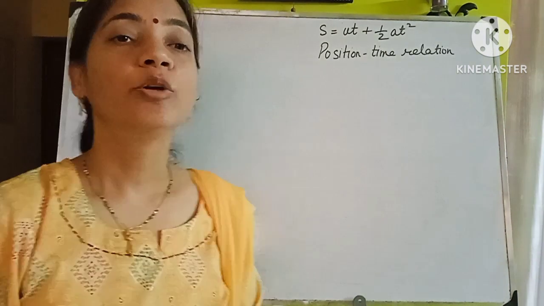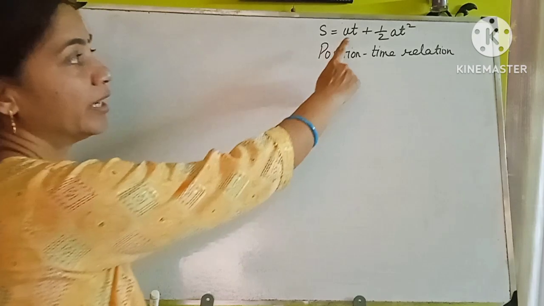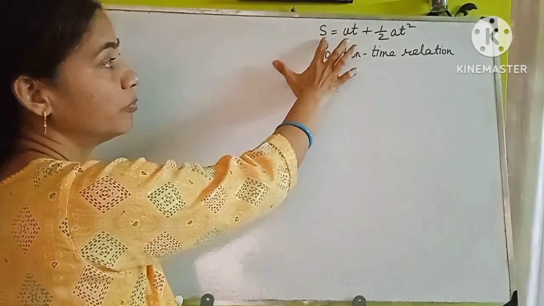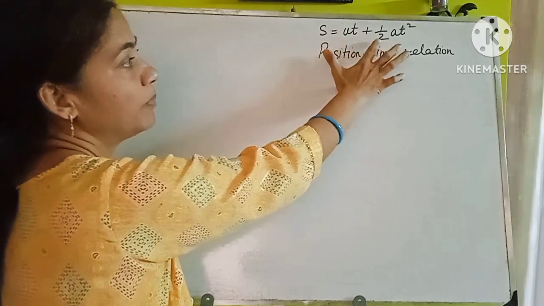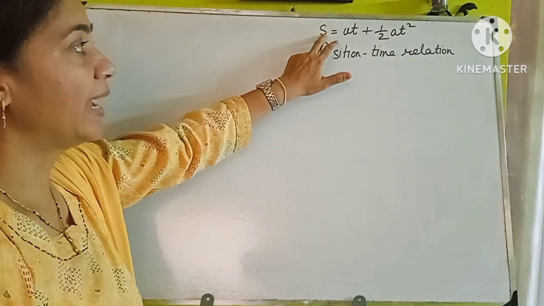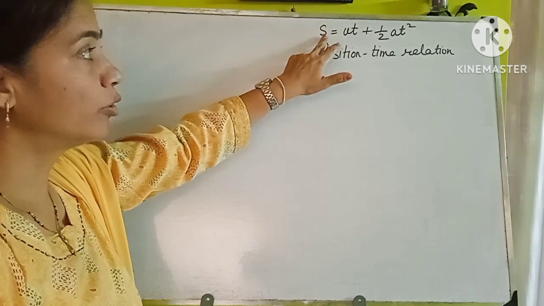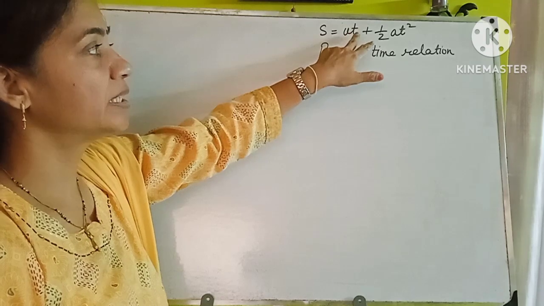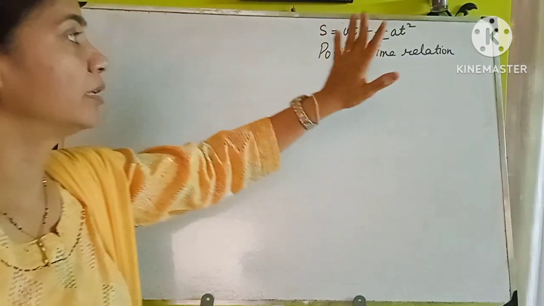Hello friends, today we are going to derive the second equation of motion graphically. So what is the second equation of motion? S is equal to ut plus half at square, where symbols have their usual meaning. S is the magnitude of displacement, that's distance. U is initial velocity, t is time, a is acceleration.